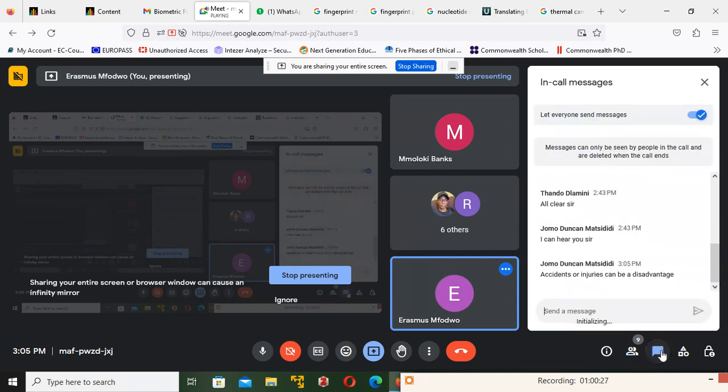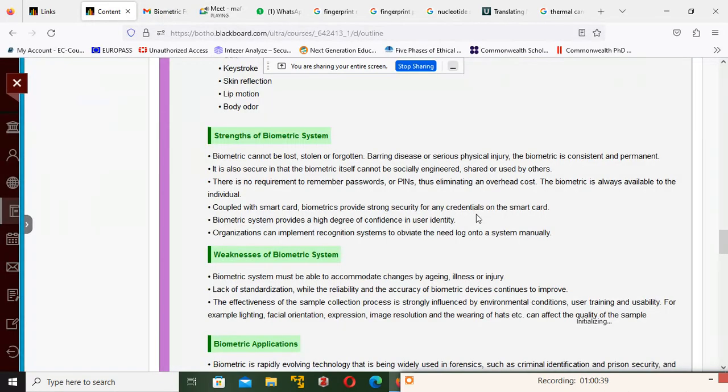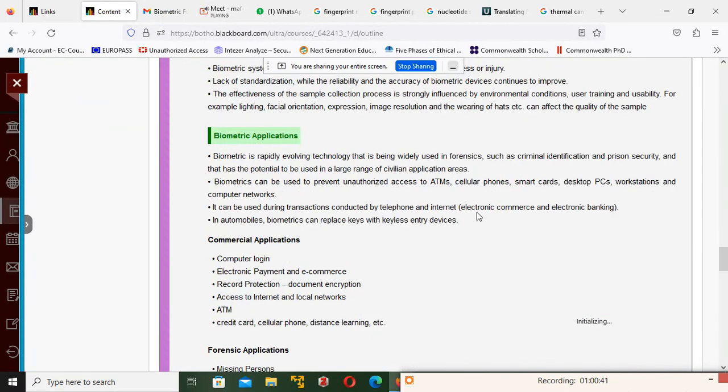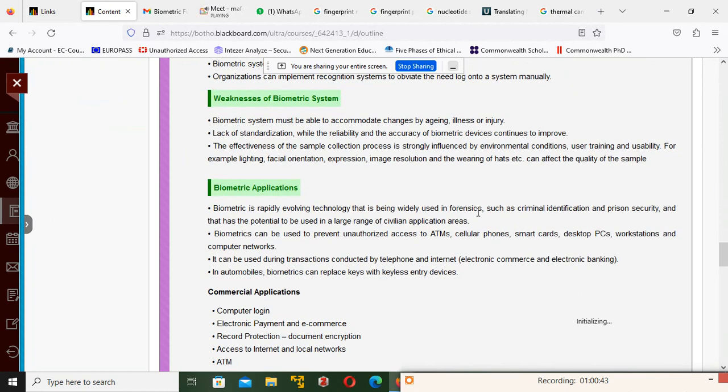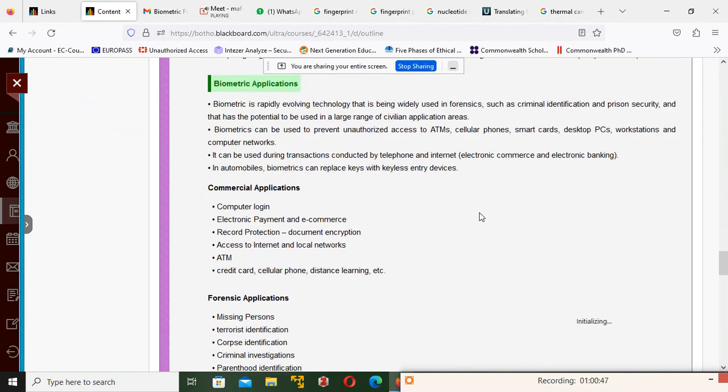I appreciate it. Let me read that for Jumo. Okay, Jumo is talking about injuries and accidents as a disadvantage. That's good. So now let's go ahead. These are some of the weaknesses, and these are some of the strengths that I have talked about. Now let's proceed to the applications.